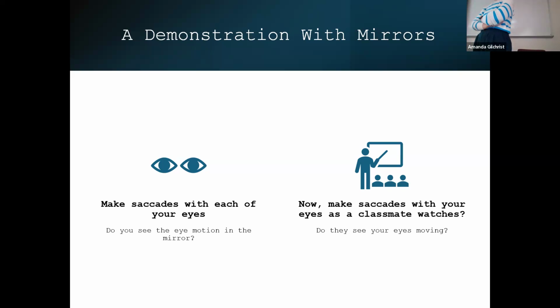If anybody is successful at noticing their eye movements as they make a saccade, raise your hand. You are probably not going to be able to do that because of saccadic suppression. Now, once you've done that, I want you to make saccades with your eyes as one of your classmates watch. And I want the classmate to confirm with you that your eyes were actually moving. So you got to look into each other's eyes a little bit.